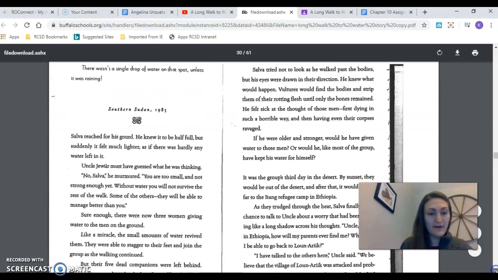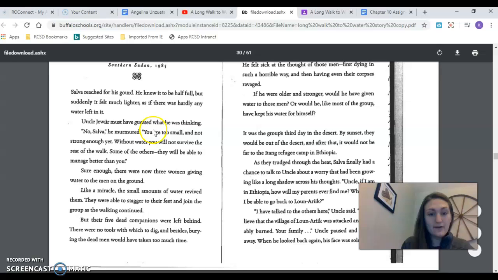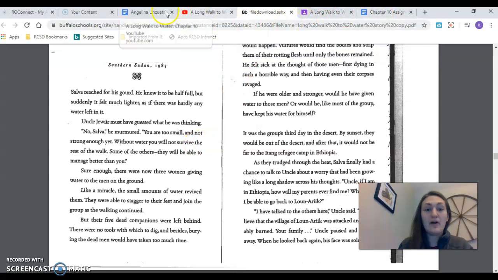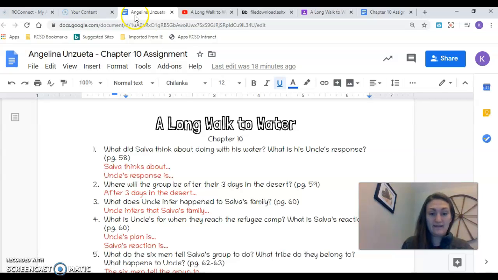It's not going to be in the Naya part. And I'm looking, Uncle, this is what he was thinking. You're too small. And I would reread to see what his uncle was saying. And then I would go back to my assignment again. And I would type in, Selva thinks about his uncle's response is, and you could pause the video of my giving instructions right now and go answer this, and then unpause it and come back when you're done.